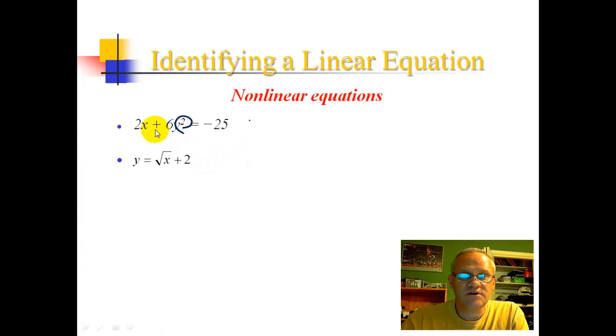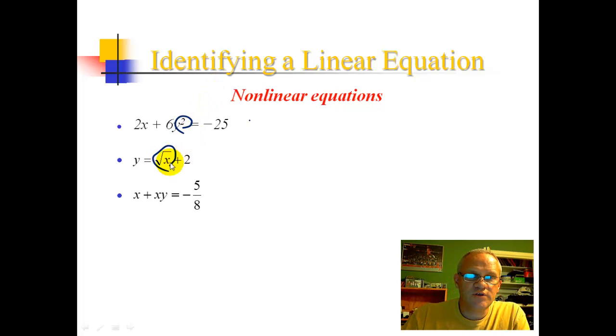Second situation here is the square root of x. Whenever you have one of your variables underneath the square root, that is not linear. Third situation, when you have, in this case, x times y. We have two variables multiplied together. That means that will make your equation or your graph not be linear whenever you have an x times y.